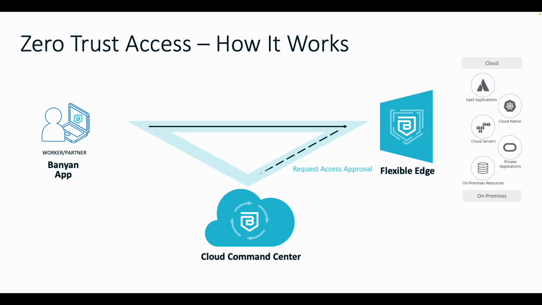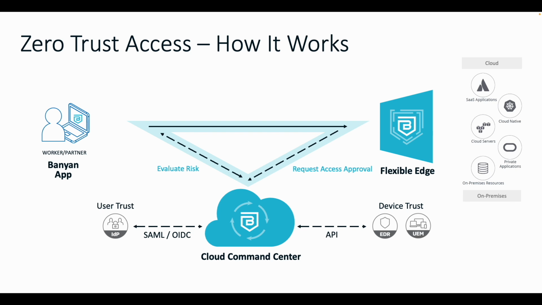So when the end user makes the request, it actually goes to the flexible edge first, then to the command center, and then there are some things that happen in the command center. We reach out to a SAML or OIDC identity provider, and then we fetch a bunch of device trust information. All of this can be completely transparent to your end user, which makes this single-click access easy. So in this case, the trust score for the user is at a point that we allow, and they get access to their internal applications.